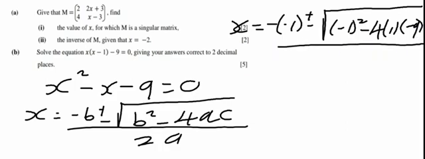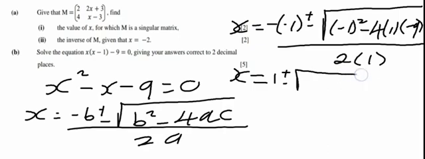Over 2 multiplied by 1, which is the value of a here, right? Then from there now, what we are going to do here, we are just going to multiply, okay? So x is equal to negative multiplied by negative, that is positive, so we are just going to have positive 1 plus or minus open bracket negative 1 close bracket to the power 2, that is positive 1, then negative 4 multiplied by positive 1, that is negative 4, multiplied by negative 9, that is positive 36, right? Then over 2 multiplied by 1, that is 2.